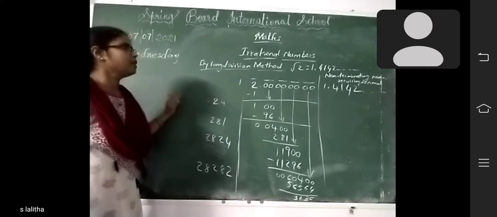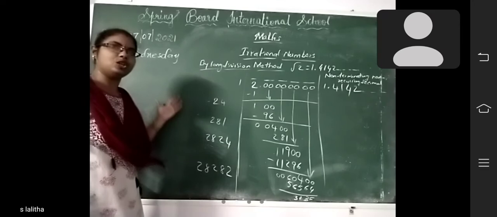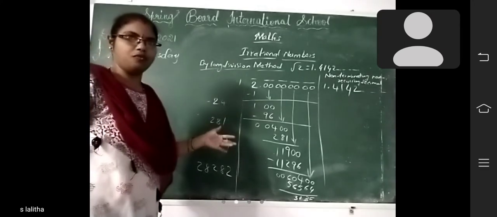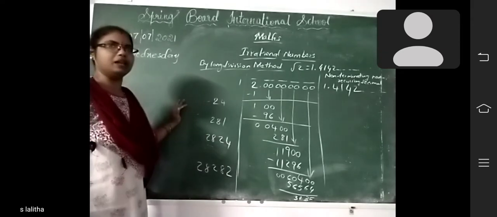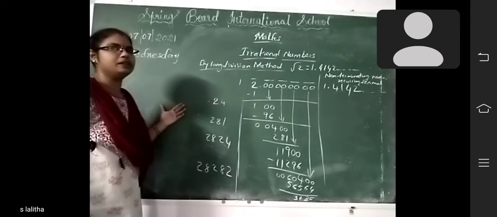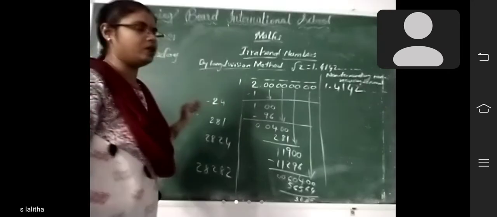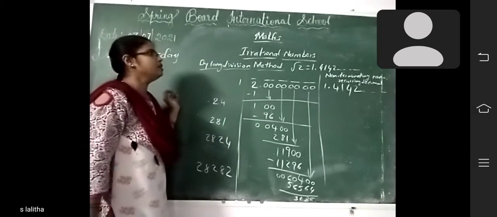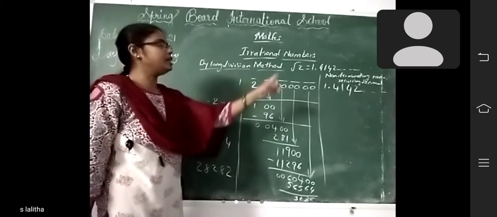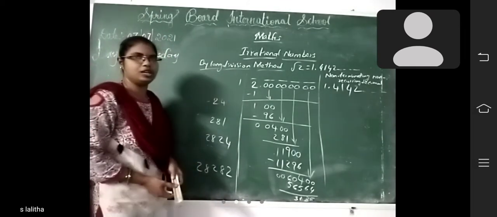The difference between a rational number and an irrational number is that a rational number can be written in the P by Q form and has a terminating or non-terminating recurring decimal. But an irrational number cannot be written in the P by Q form, and it also has a non-terminating, non-recurring decimal. Did you understand, children, what an irrational number is?